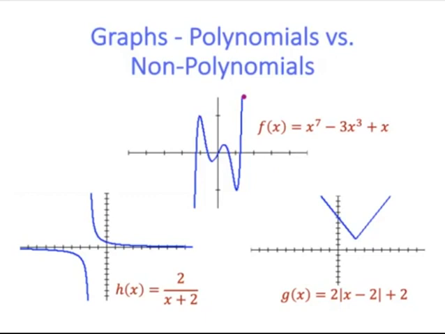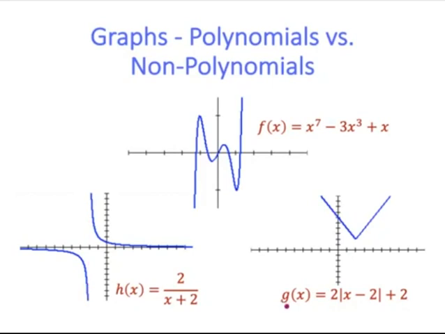Now let's compare it to two non-polynomials. Notice that we have here h of x equals 2 over x plus 2. This is a non-polynomial because we have an x in the denominator. Let's look at the graph. Notice that the graph is a nice smooth curve, but it's not continuous. There's a break in the domain right here at x equals negative 2. So this is not a polynomial.